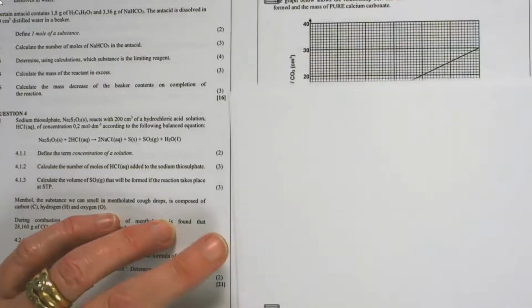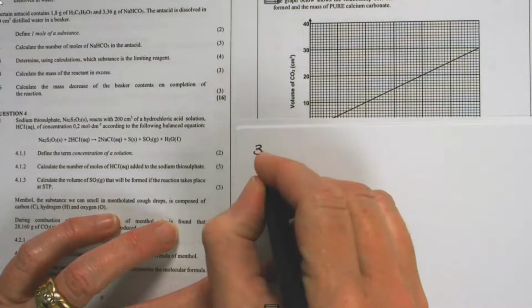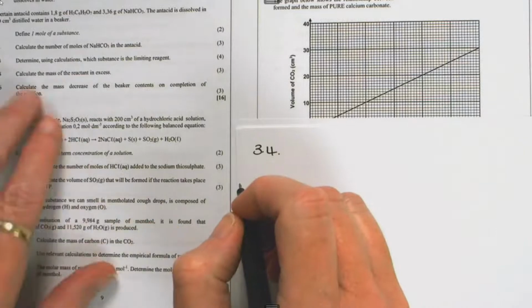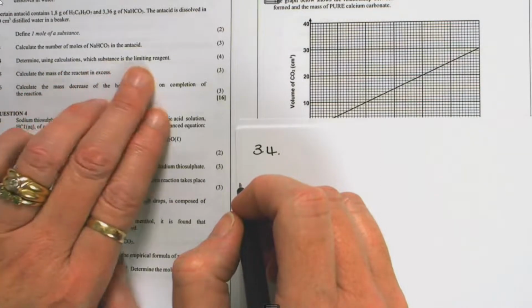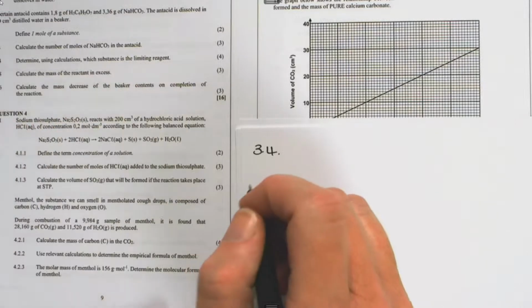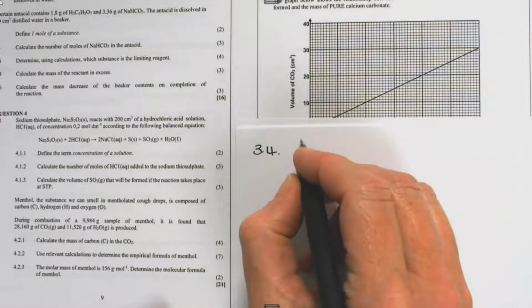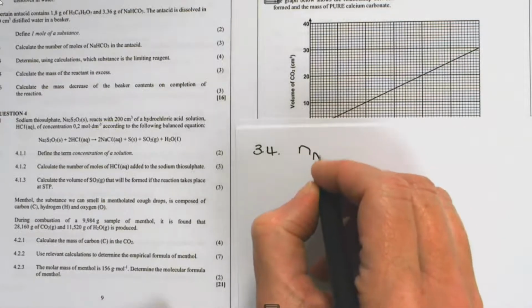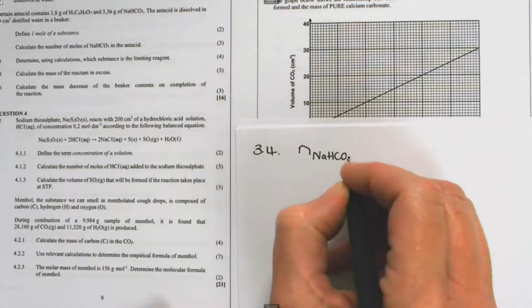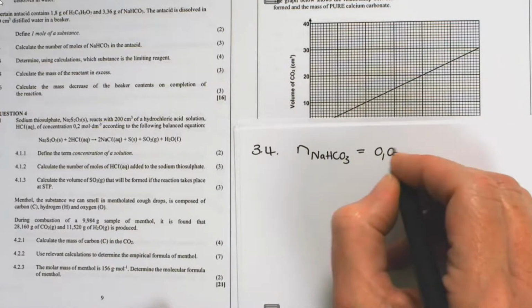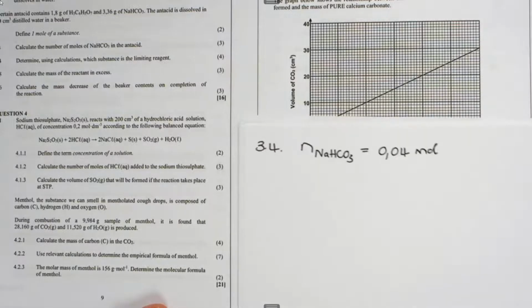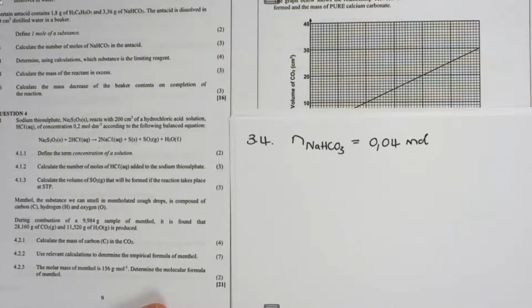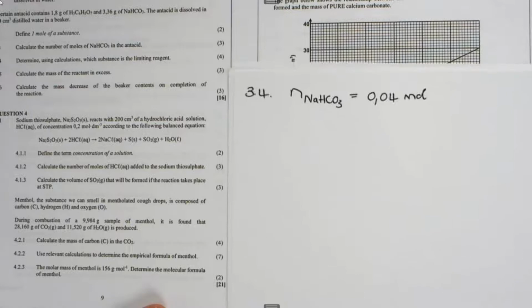Okay, let's look at question 3.4. They ask, determine using calculations which substance is the limiting reagent. Okay, in this case, I've already calculated the amount of mole. I'm just going to write it here, NaHCO3. I've already calculated that as 0.04 mole in the previous calculation. So I'm just rewriting it there because we don't have it on the screen now.